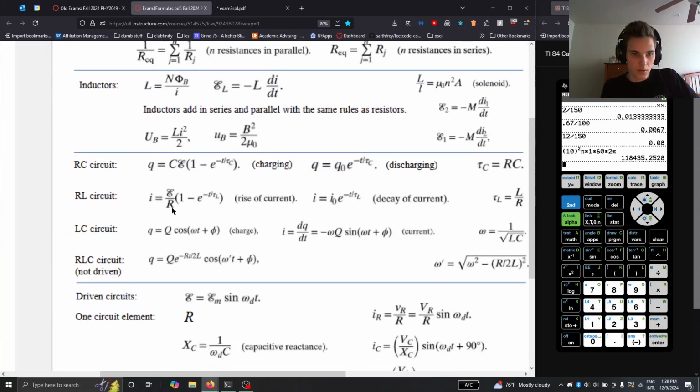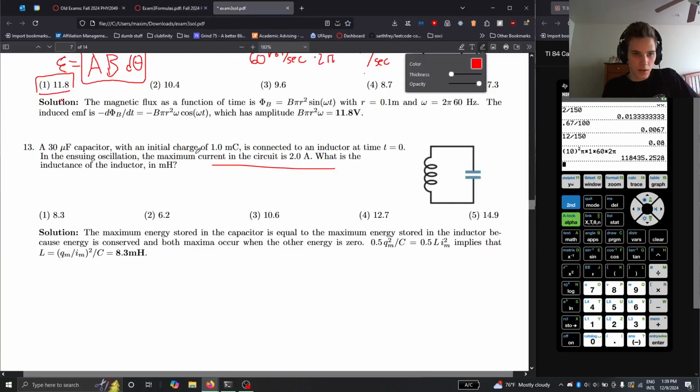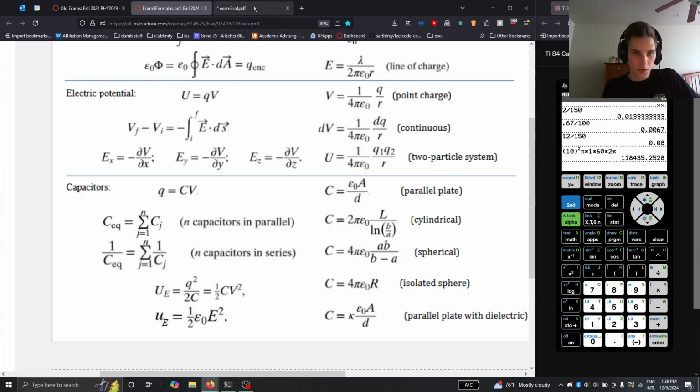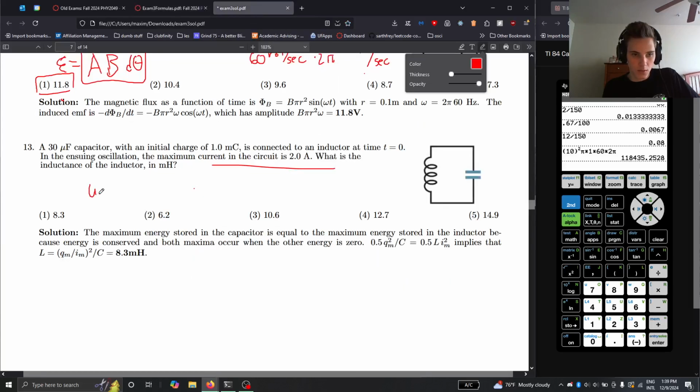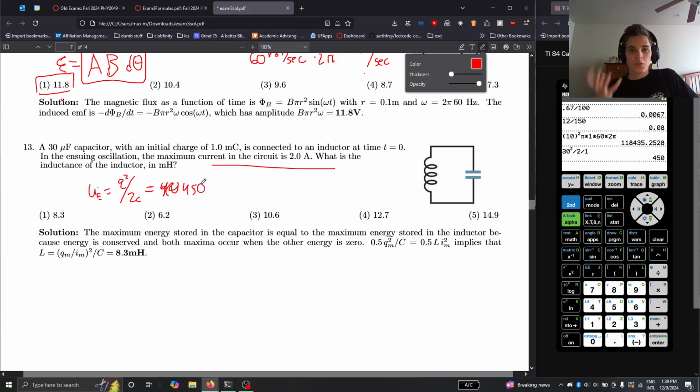UC, where are you? Inductor, capacitor. UE. Do we have Q or V? We're given Q. So UE equals Q squared over 2C. You can calculate this. I'll go 30 squared by 2 divided by 1. It's somewhere along the lines of 450, 450 times 10 to the something. That's not 450, 450.